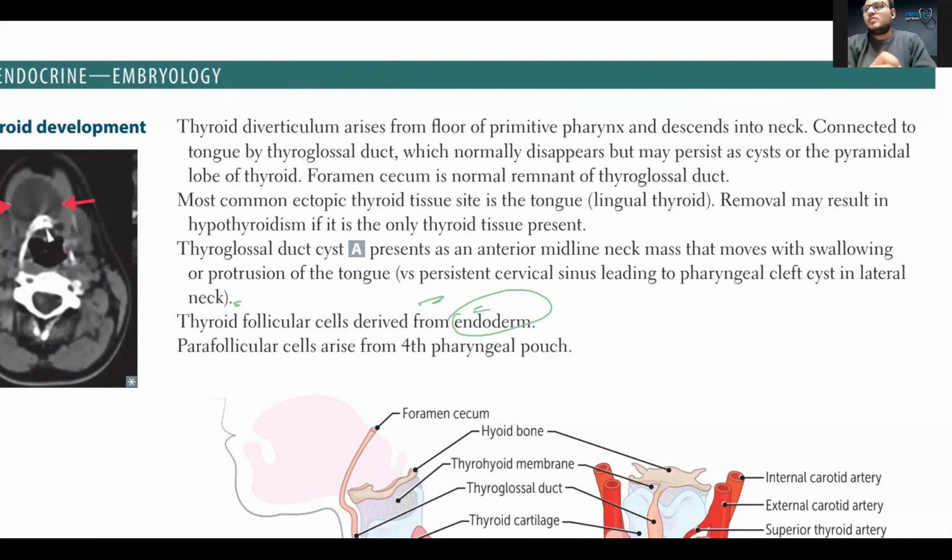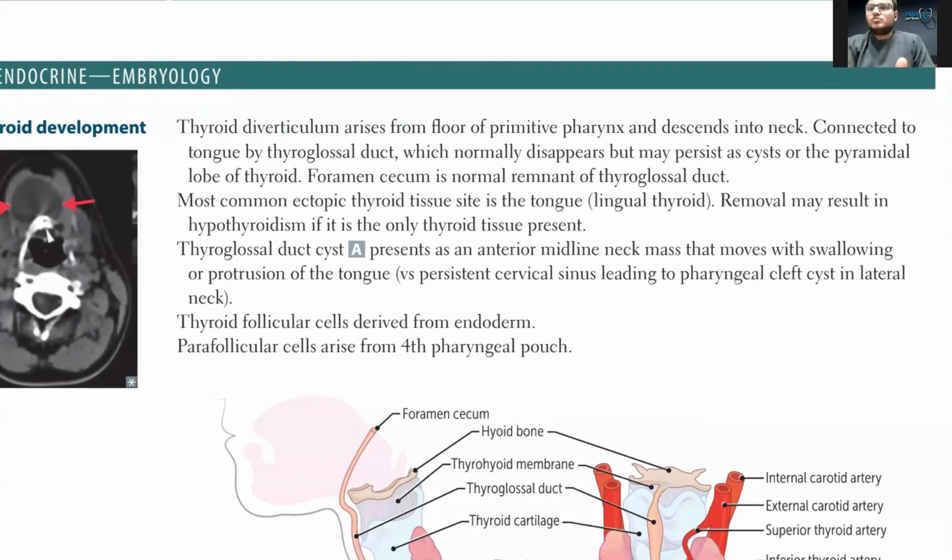There is endoderm, ectoderm, mesoderm. We'll study in detail in other chapters. So you should know it is from the endoderm. Parafollicular cells are also present, and they arise from the fourth pharyngeal pouch. We will study the pouches in the reproductive system. Just know some basic concepts: what the pouches are, what the arches are, what the clefts are. We will study them in detail in the reproductive system. Parafollicular cells are from the fourth pharyngeal pouches.